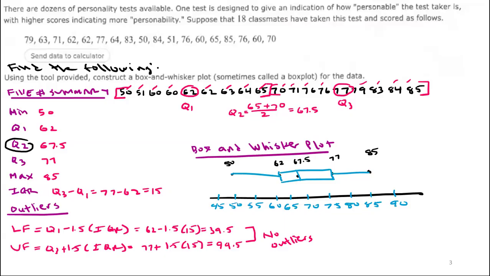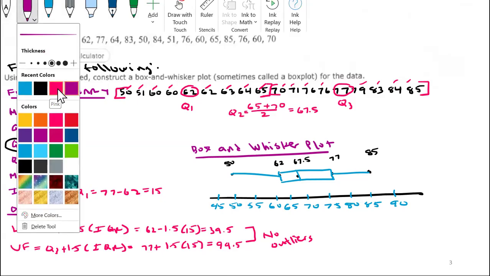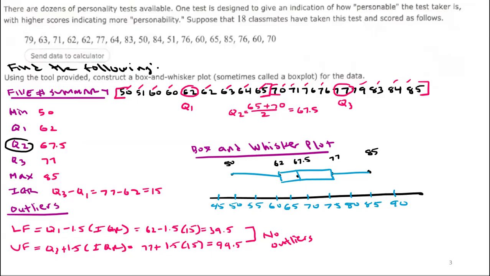All right. There is one more thing I do want to point out. So let's say that we do have an outlier. What do we do? So let's say we have another number and the number was 100. I'm going to write it in pink. So let's say 100 was the highest number on our list. So what's going to happen with that? If it is an outlier, because this is above 99.5.